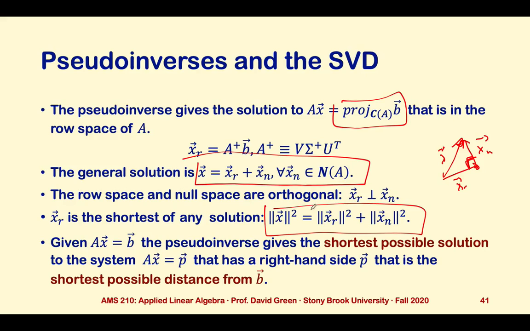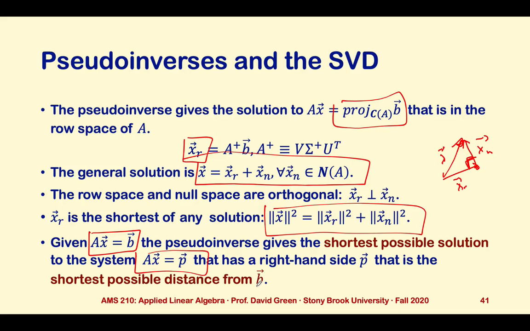What does that mean? It means that any vector that has a non-zero null space component will be bigger than the length of the vector that has only this solution here. The length of this is always greater than, if we add a bit of the null space, it creates a vector that is longer in a Euclidean sense than this starting solution. This pseudo-inverse, if we start with Ax equals b, gives us the shortest possible solution to the system Ax equals p, where p is the right-hand side that is the shortest possible distance from b.